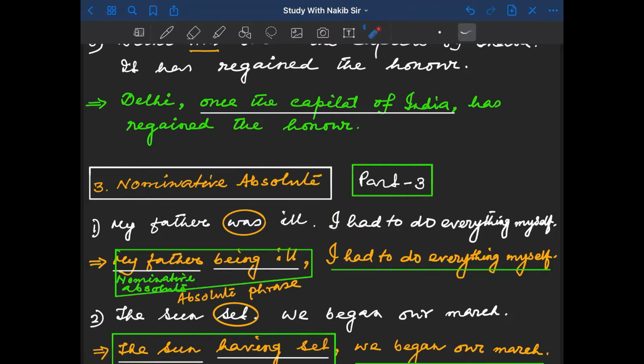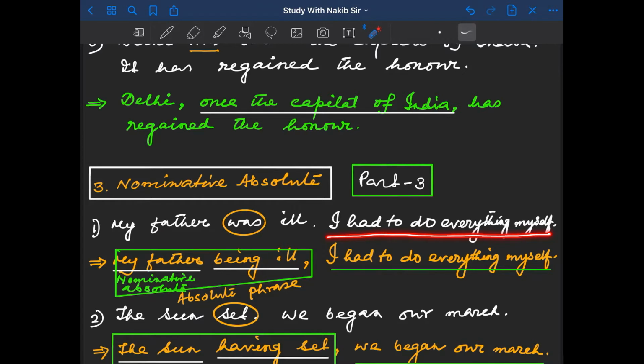We have to learn here and see two different predicates. Here it is "was ill" and here it is "I had to do everything myself." So it is very difficult to put these two different subjects, two different predicates in a single simple sentence. So it is impossible. For this, come here and understand that "my father was ill" is like a cause. And "I had to do everything myself."